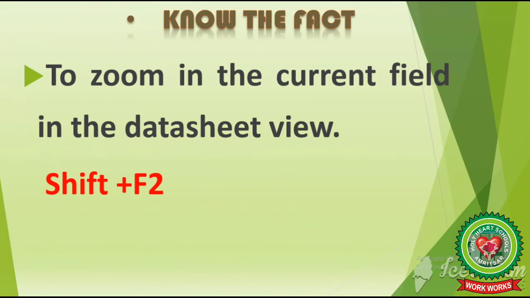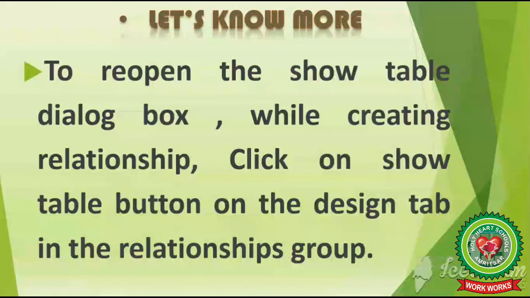Students, next is to zoom in the current field in the datasheet view. Suppose you want to zoom your current field, then the shortcut key is Shift plus F2. Next is to reopen the Show Table dialog box. Students, you have to click on the Show Table button on the Design tab in the Relationships group. Then you can see the Show Table dialog box again.